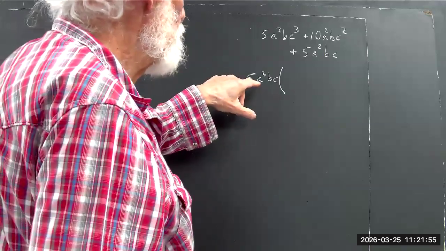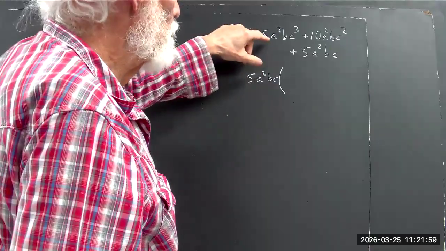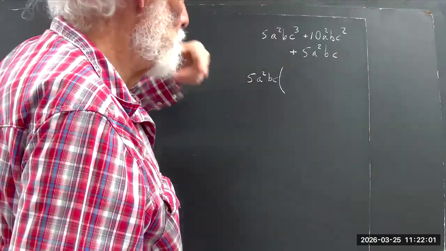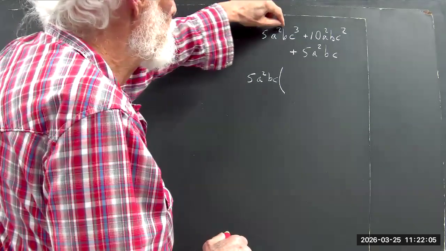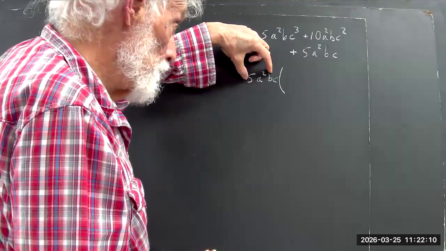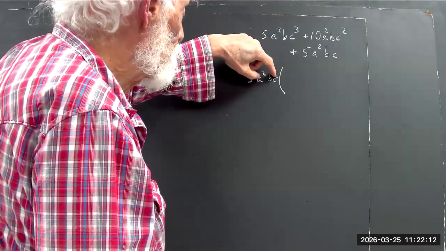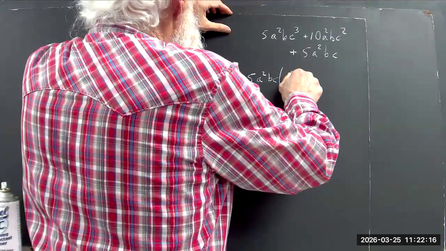So what would we have to multiply 5a squared bc by to get 5a squared bc cubed? Well, we've already got 5a squared b here that matches the 5a squared b here. And we've got a c, but we need a c cubed, so we'd better multiply that by c squared.